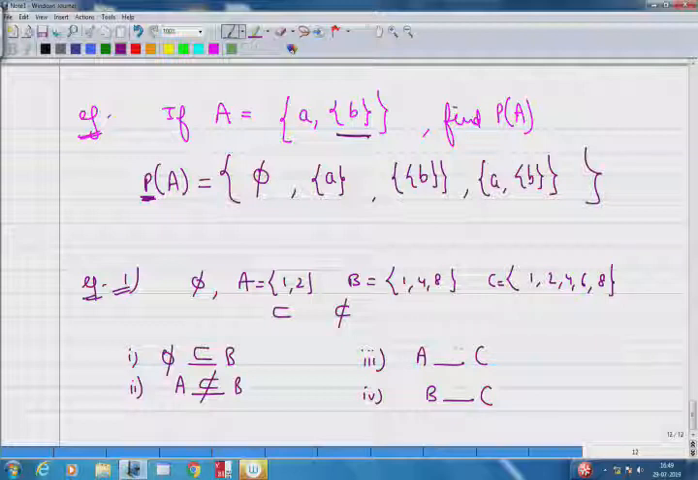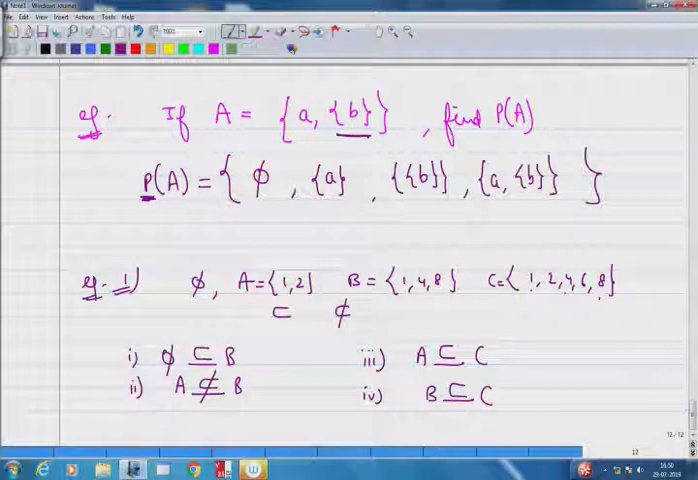Is A a subset of C or not? 1 comma 2 are present in A and C both, so A is a subset of C. And for B, 1, 4, 8 are the elements of B, and 1, 4, 8 are the elements of C also. So you can say B is a subset of C.